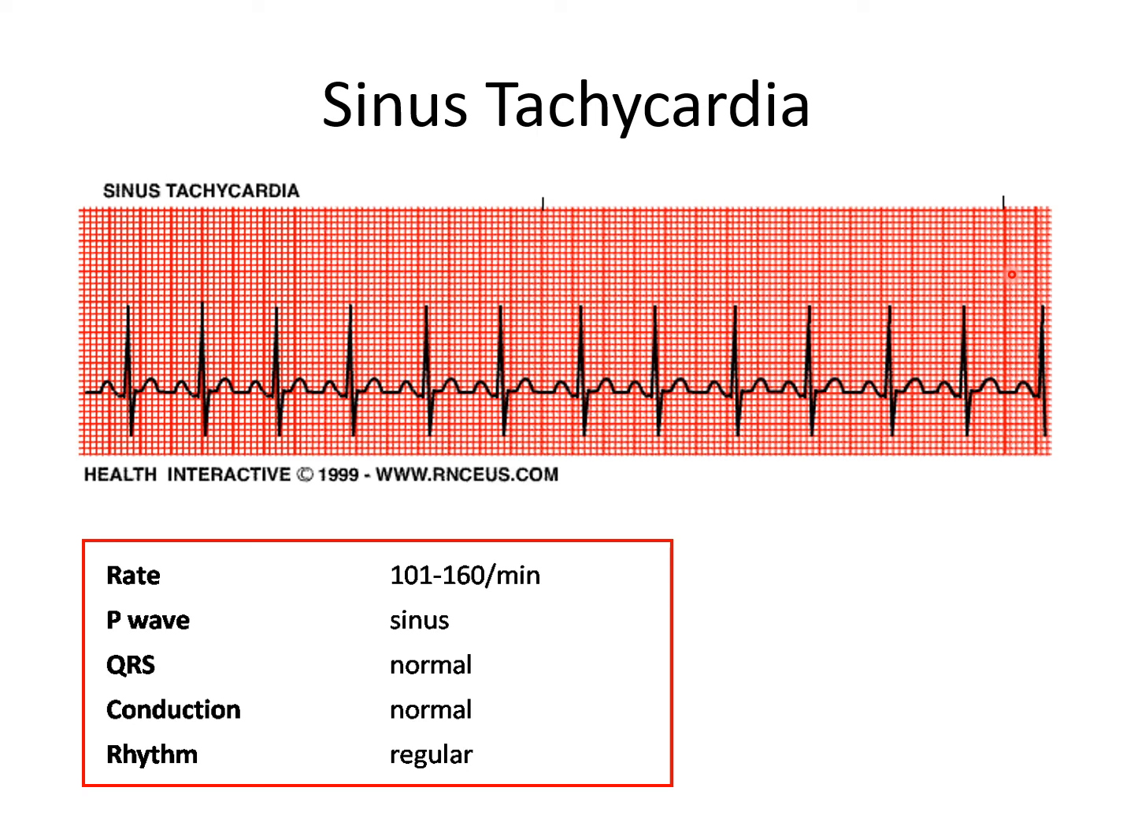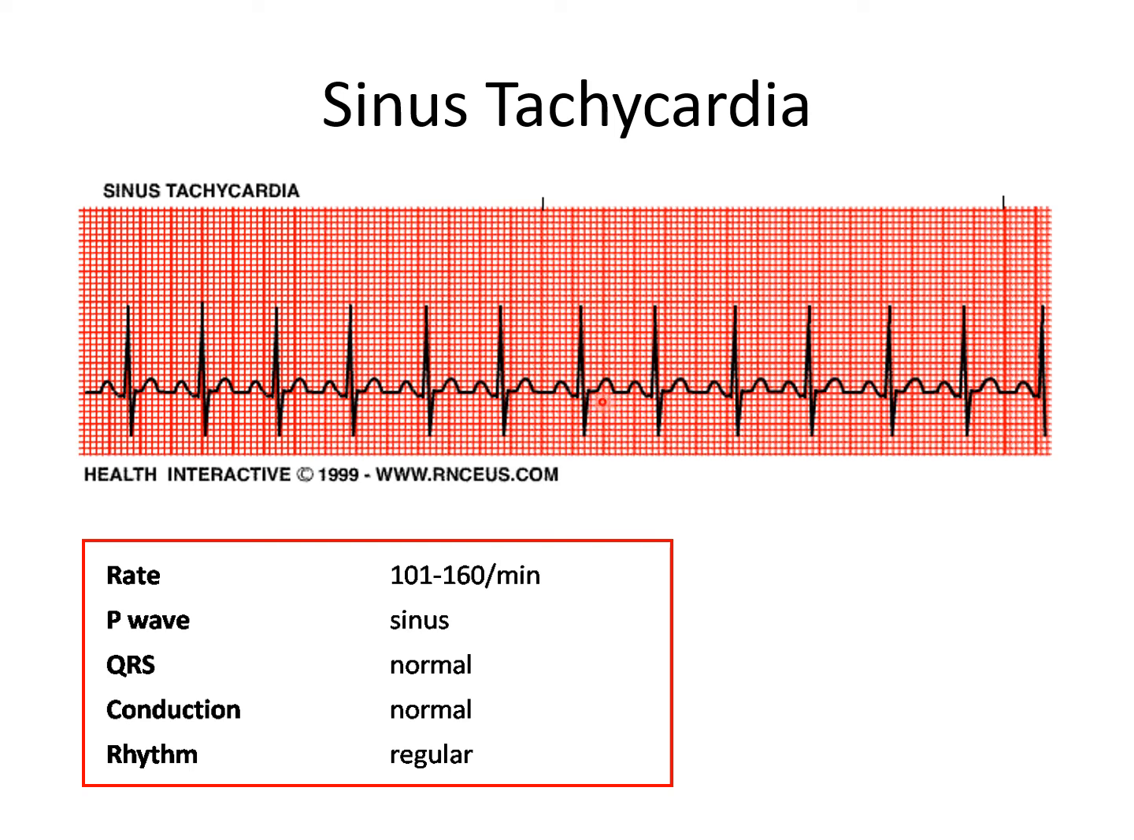Now we have to take another quick look and see if we have a P wave in front of each QRS complex here. And indeed, we do. There's a P wave, P, QRS, T. So there's a P wave in front of every QRS. That tells me that it is a sinus rhythm.